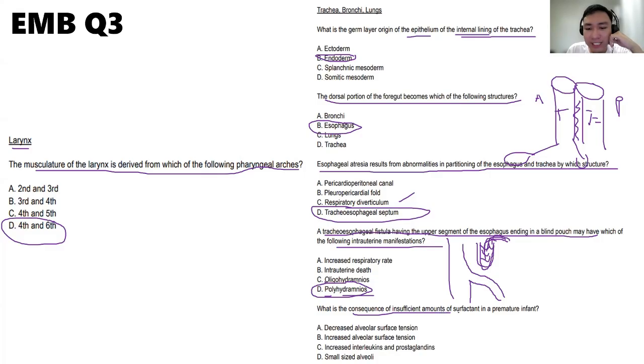What is the consequence of insufficient amounts of surfactant? So ano bang purpose ng surfactant? To decrease the surface tension. Otherwise, kung wala kang surfactant, then the surface tension will cause your alveoli to collapse. Okay? So that will be decreased alveolar surface tension.